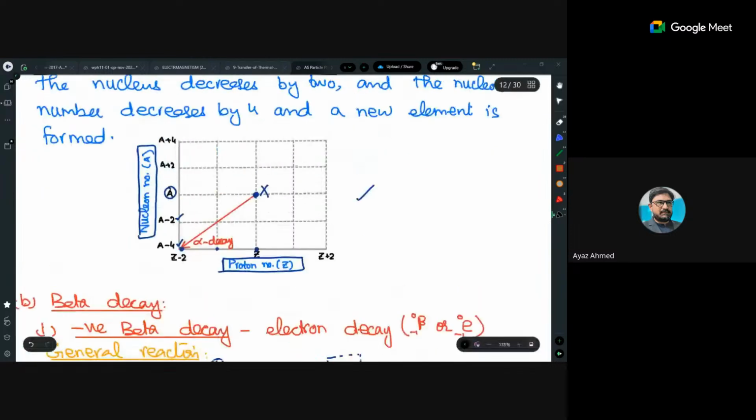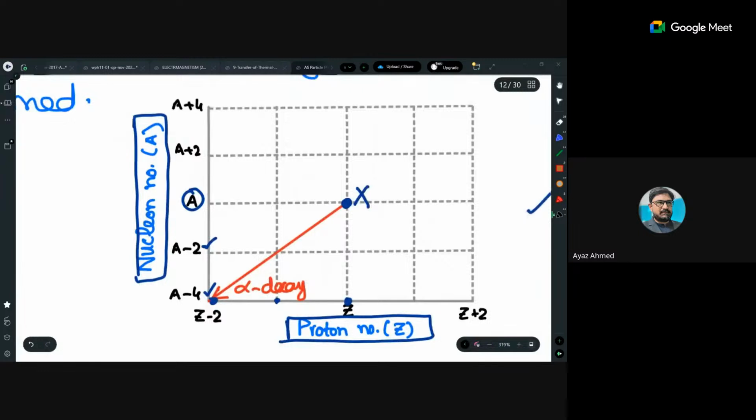If it is Z, Z will be decreased by 2, so it will reach this position, Z minus 2, and A will become A minus 4. Is it clear?